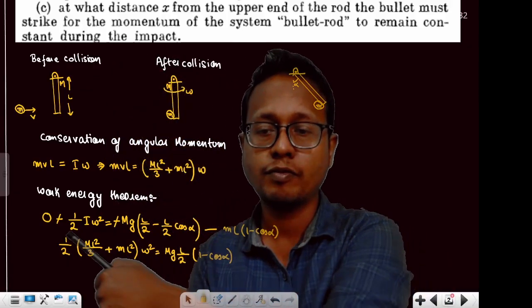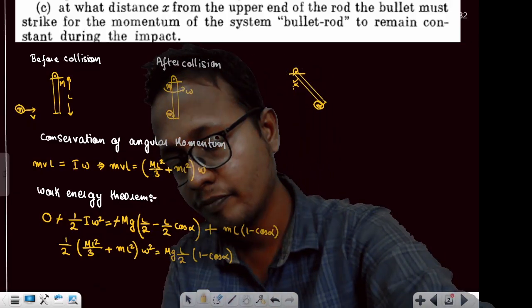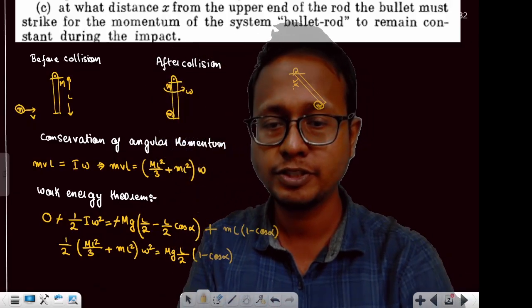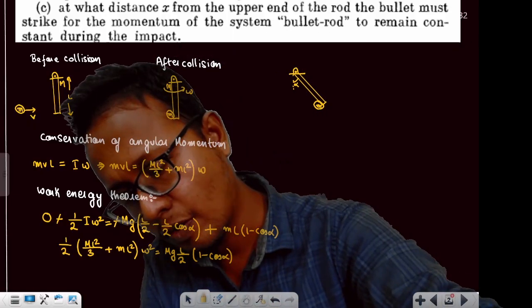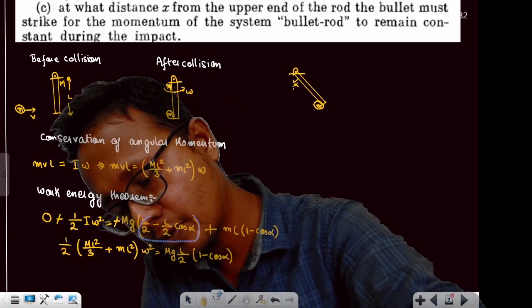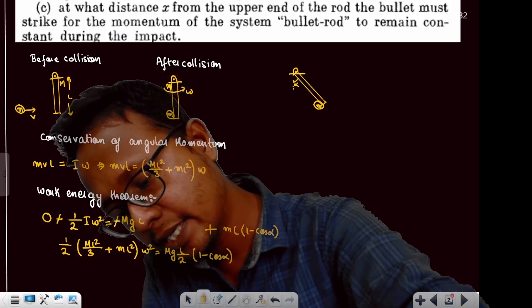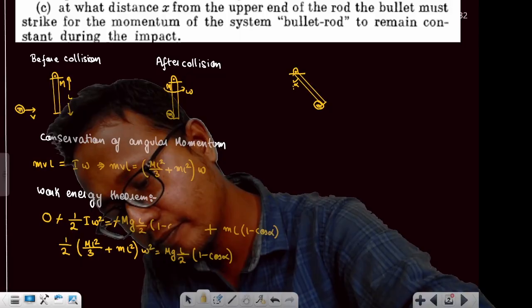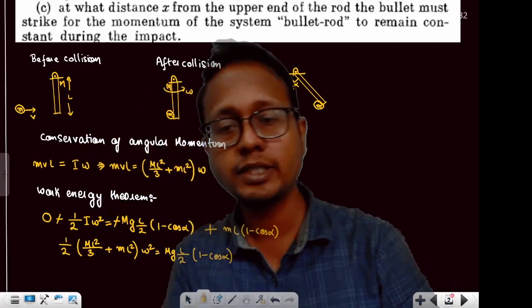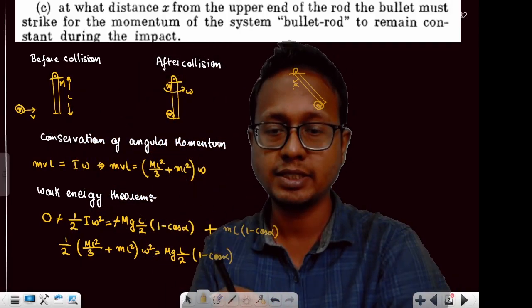If I take minus common from the left and right hand side, this minus sign will become positive. Understood? And let me take L by 2 common out here: mg L by 2 into 1 minus cos alpha. So these are the two equations that I get. This is the first equation, this is the second equation.